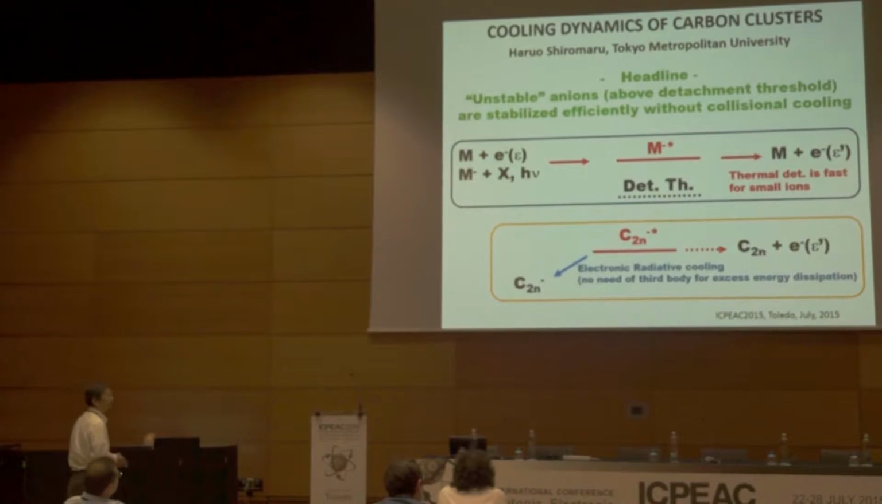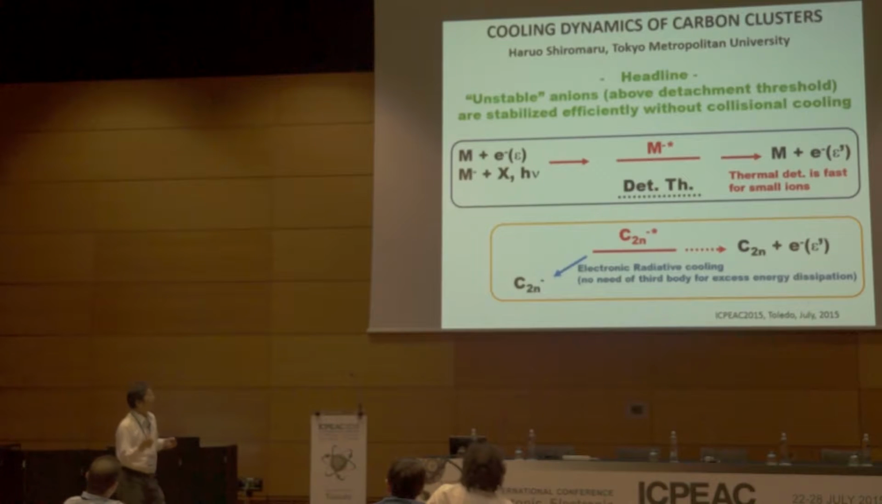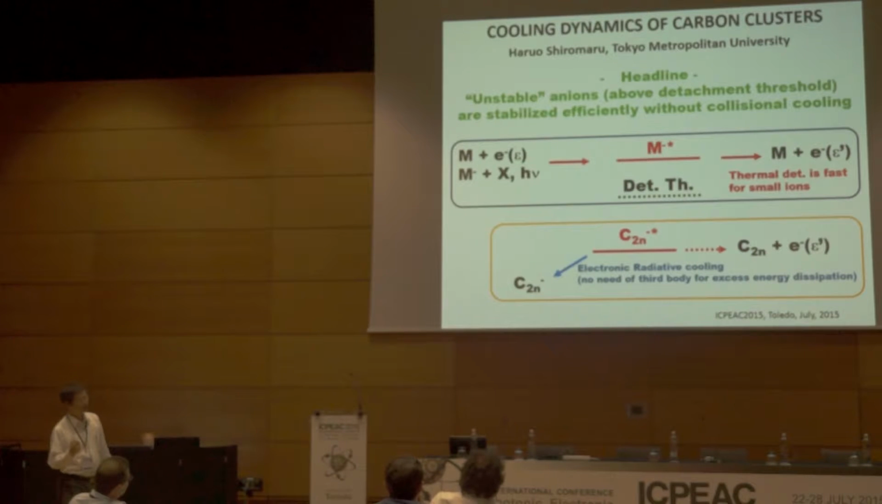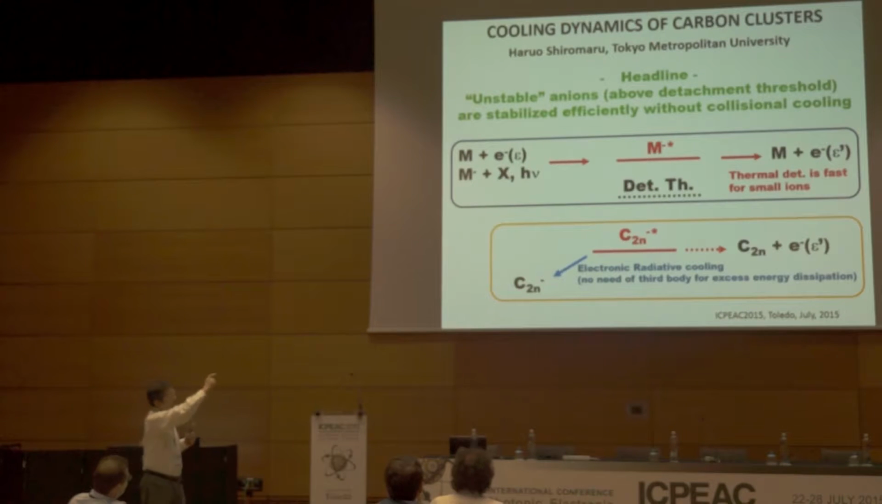We can prepare highly excited anions by collision, photoexcitation, or simply electron attachment to the neutrals. So we can get vibrationally highly excited ions fairly above the detachment threshold. For small molecules, the thermal detachment rate is very fast, so the ions are not stable. We need an extra particle to remove the excess energy.